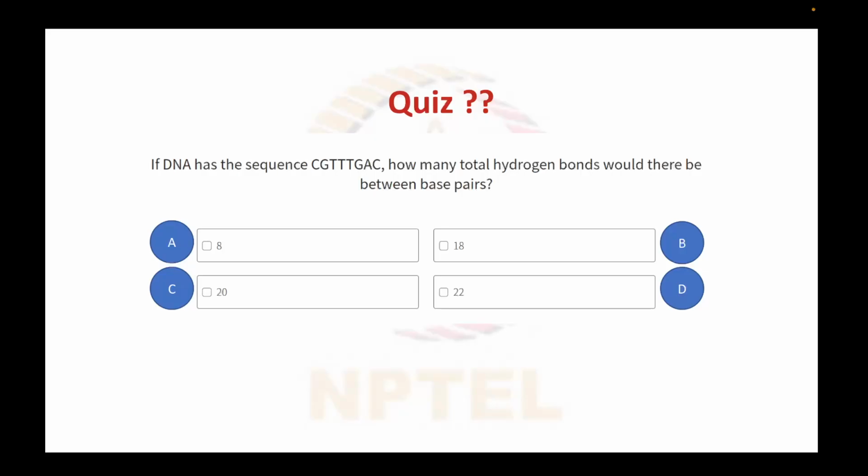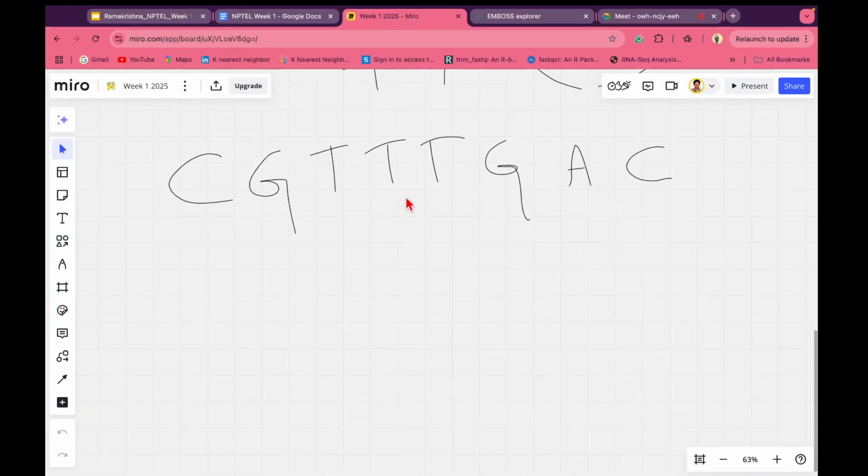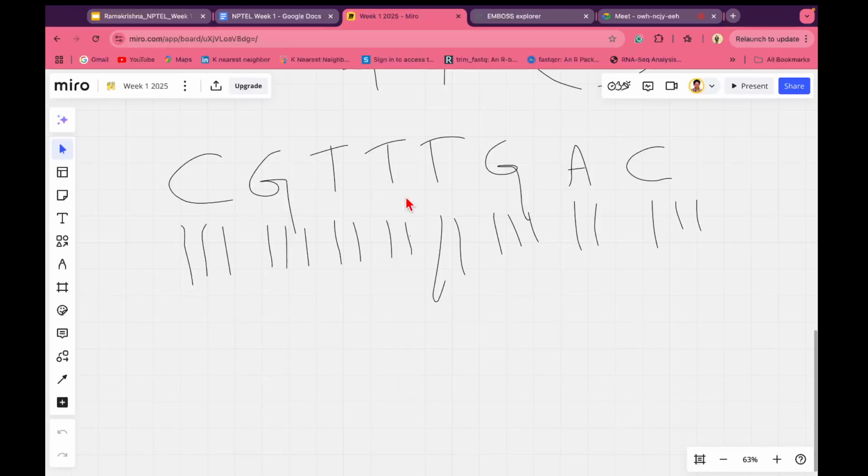So the answer I see is 20. So this is the sequence given. C can form 3 hydrogen bonds, G can form 3 hydrogen bonds, T can form 2 hydrogen bonds, T again can form 2 hydrogen bonds, and G 3 hydrogen bonds, 2 and 3. So I'll try to fill out the sequence from the back.